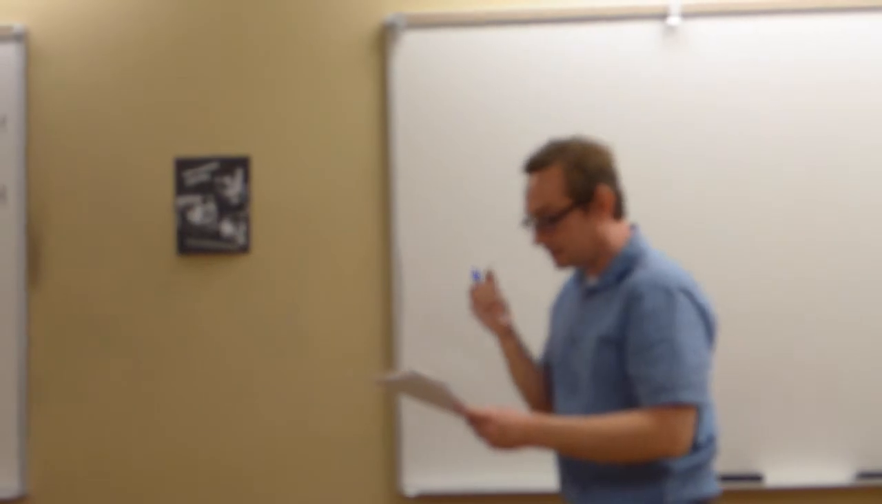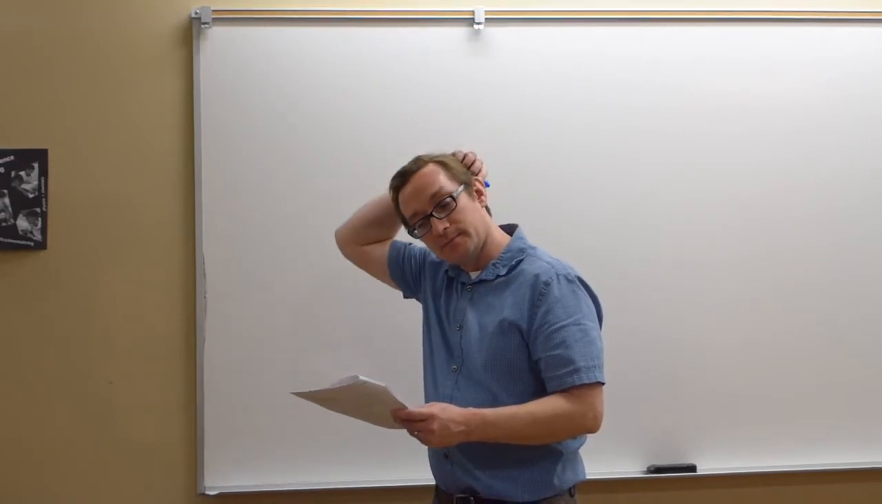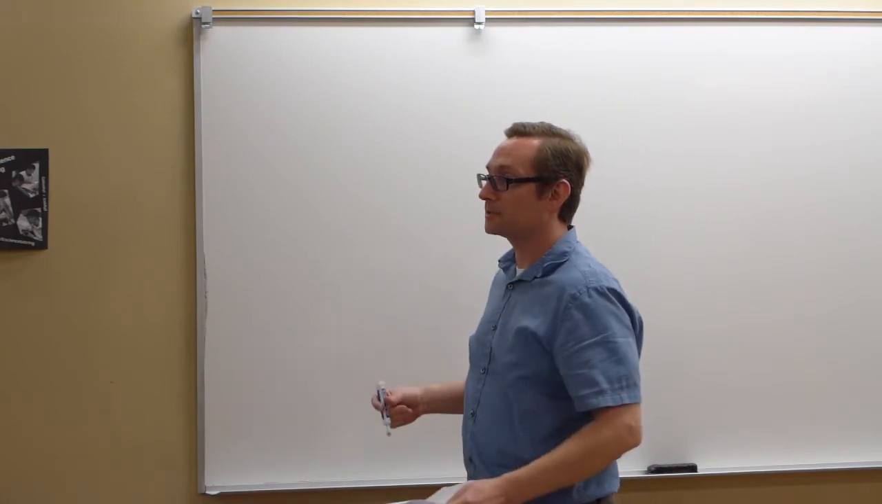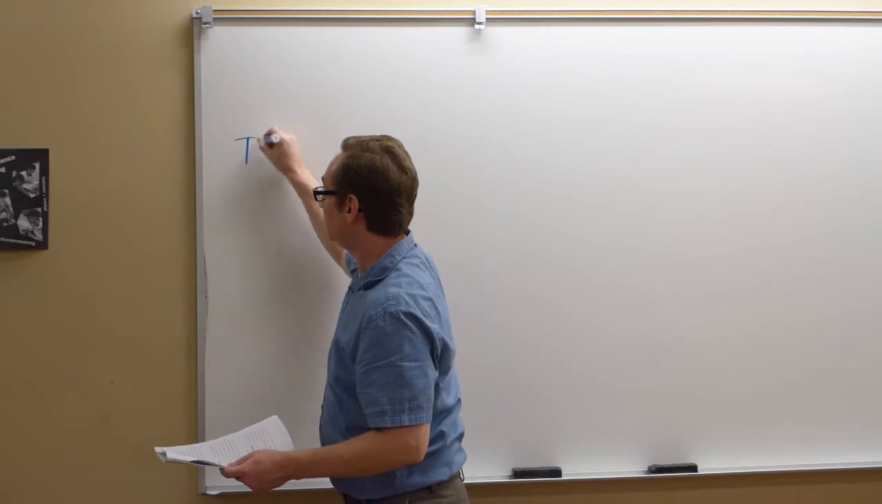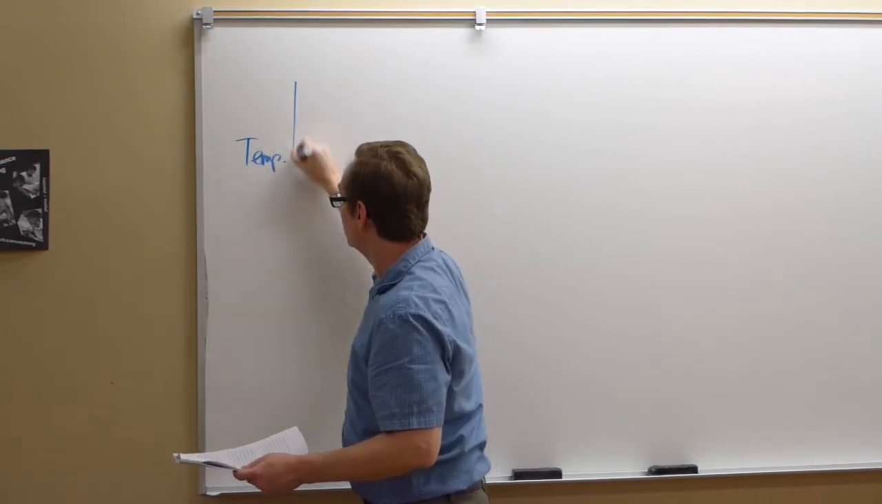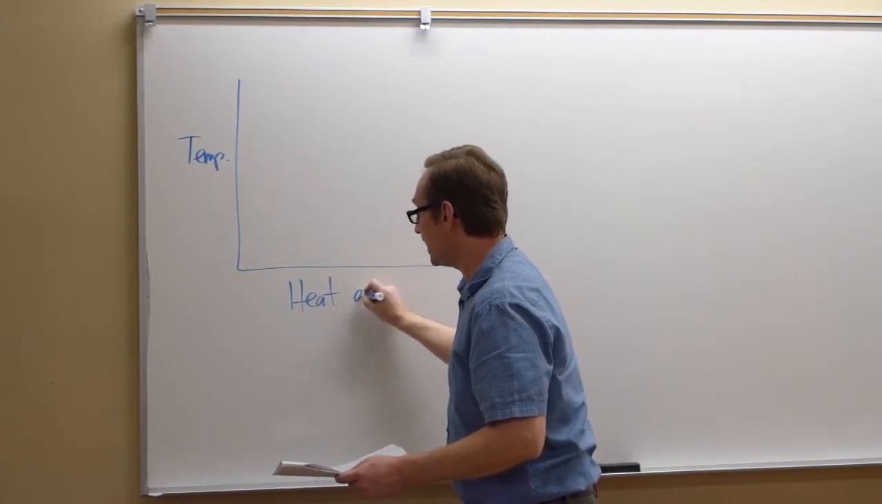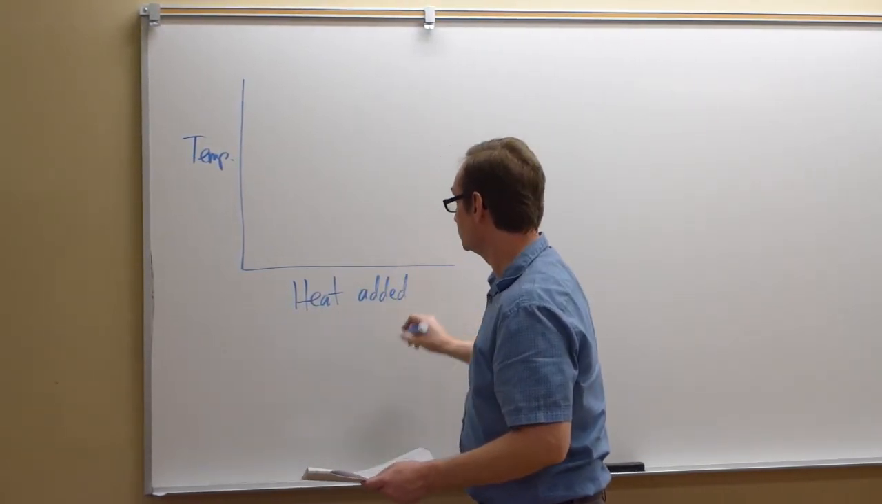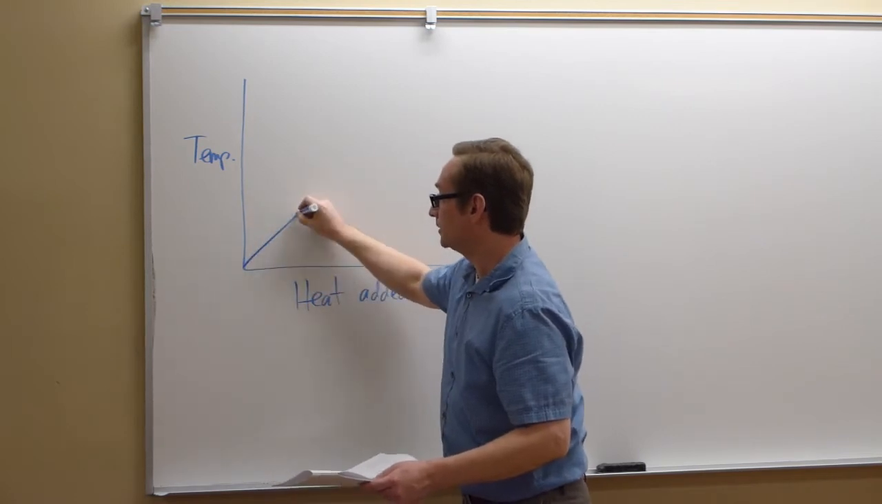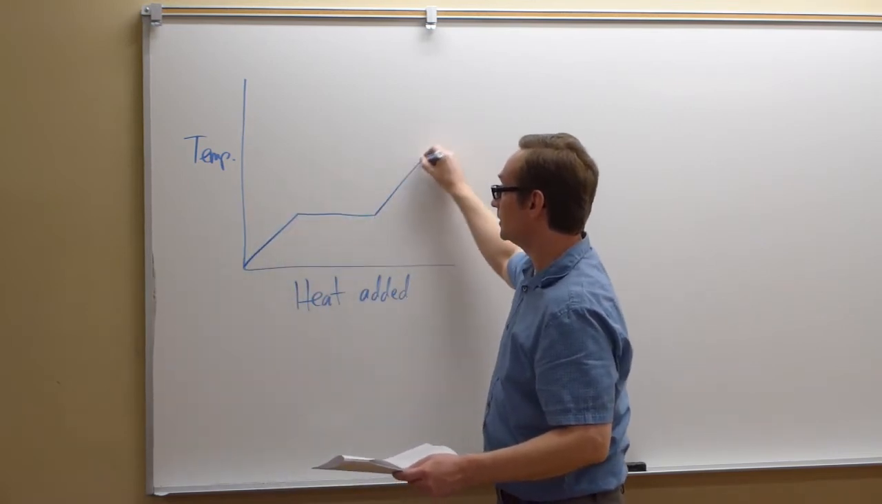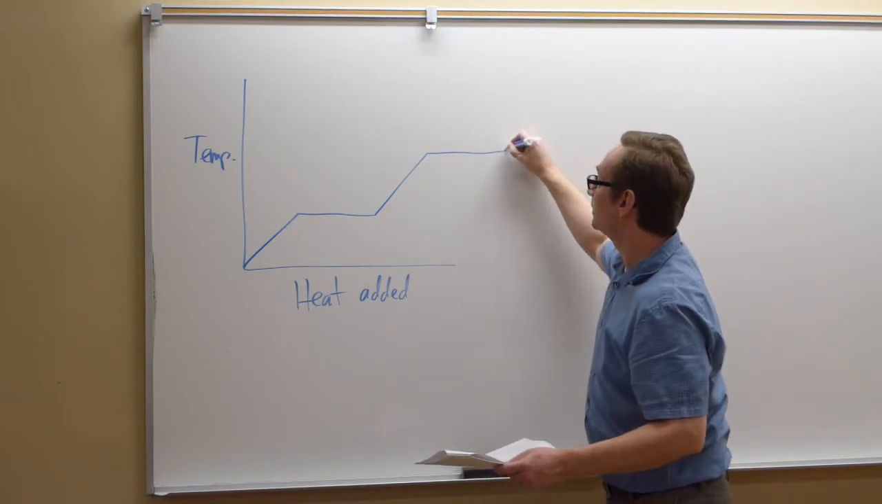So this one says, how much heat is needed to convert 50 grams of ice at minus 20 to steam up to 120? So the way that you do these is you want to first make a curve to illustrate where you have to go. So again, we have temp as a function of heat added. And it goes up, melts, up, boils, and then up some more.